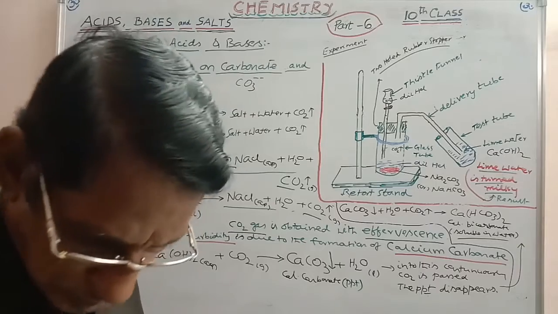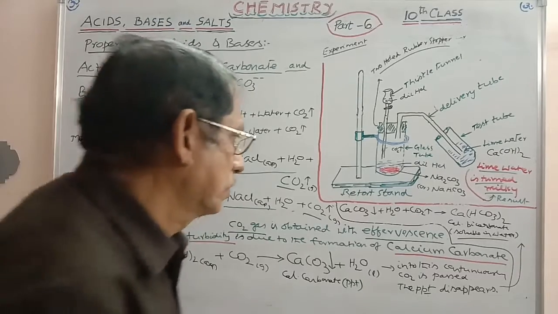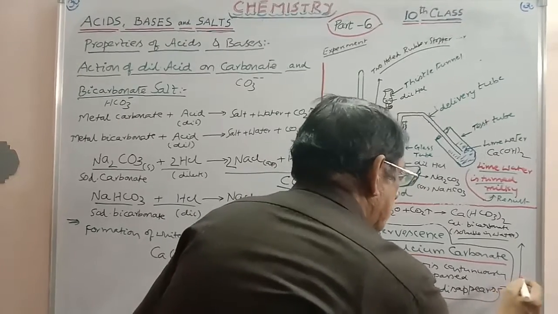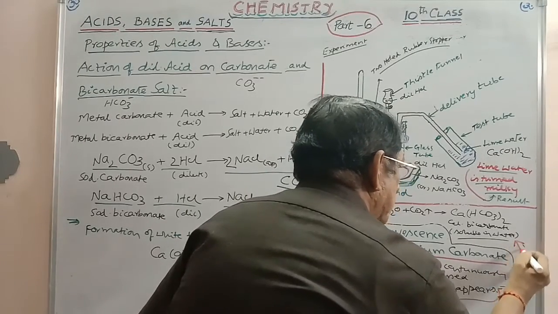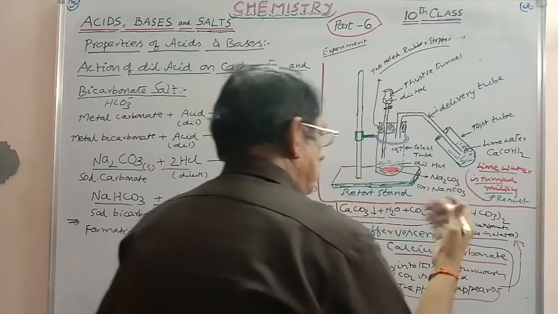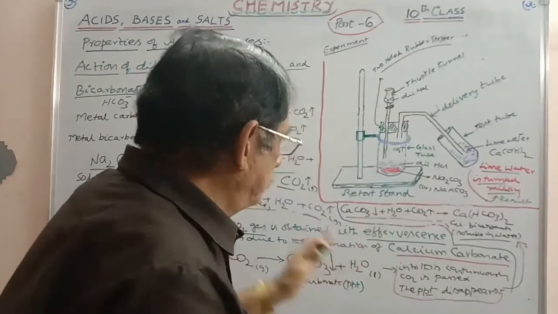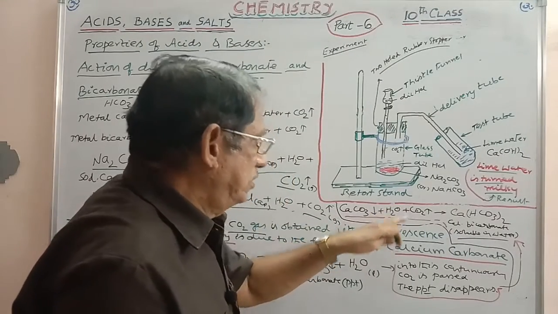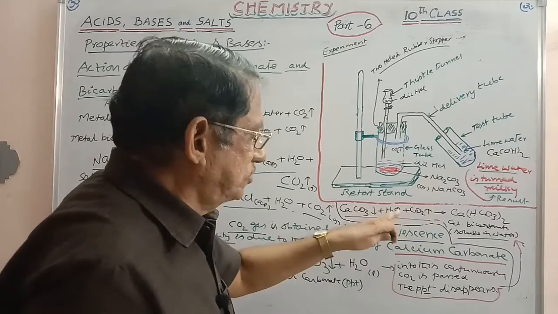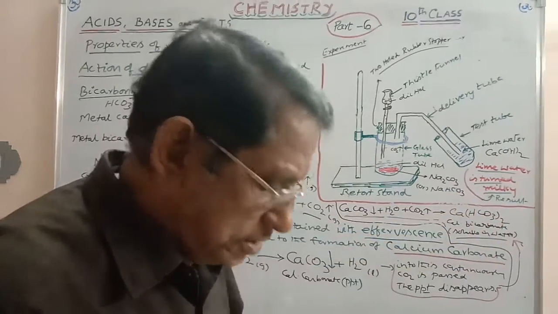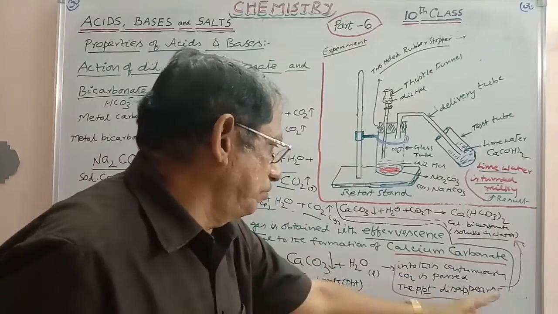So, due to this reaction, this is the equation that is taking place. When carbon dioxide is continuously passed into the solution containing calcium carbonate precipitate, water and carbon dioxide gas, it is converted into calcium bicarbonate that is completely soluble in water, as a result of which the precipitate disappears.